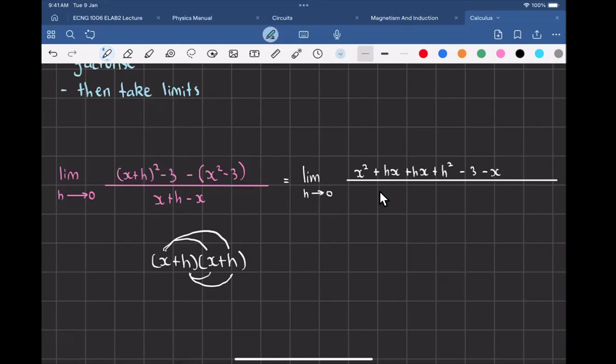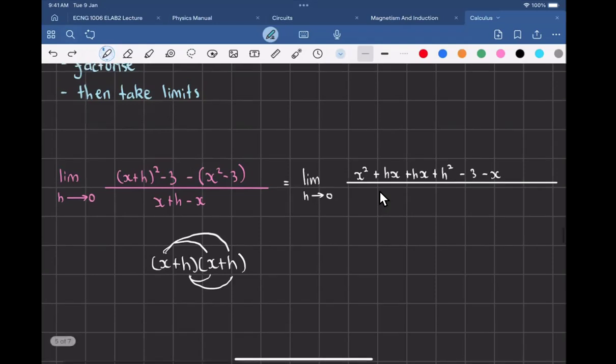Watch. The negative sign on the outside means you're going to multiply everything by negative. So negative times x squared is negative x squared. No overthinking. And then negative times negative 3 is plus 3.